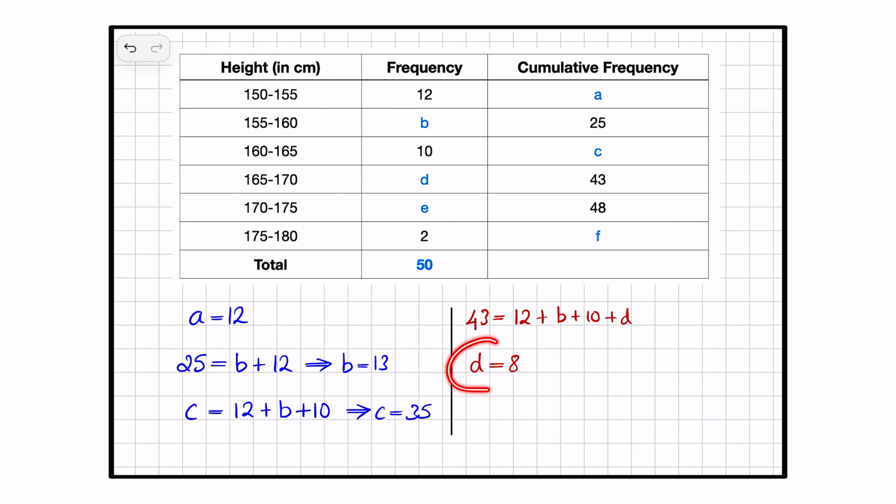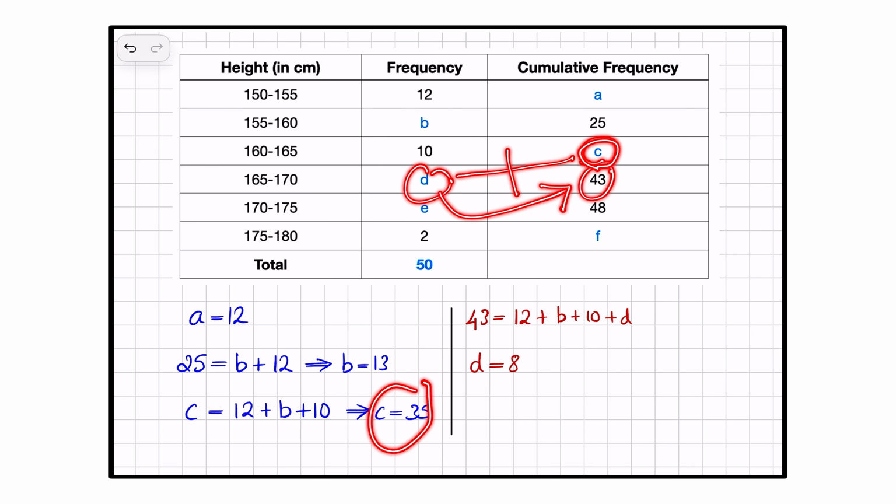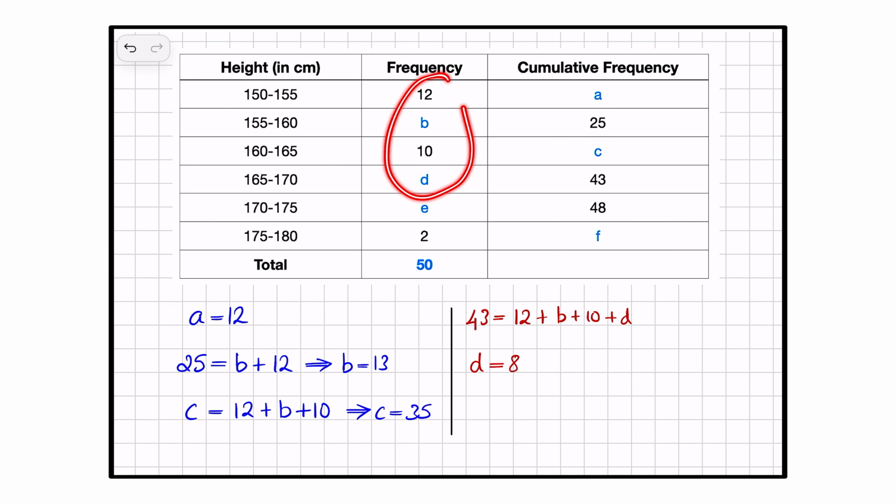To find D, there is one more way to look at it, that is 43 will be equal to C plus D. Once you add C and D, you will get 43, and we have just calculated the C value here, and this may be a quick way for some of you. So you can prefer either continuous addition and equating to a cumulative frequency, or you can use this methodology, right?